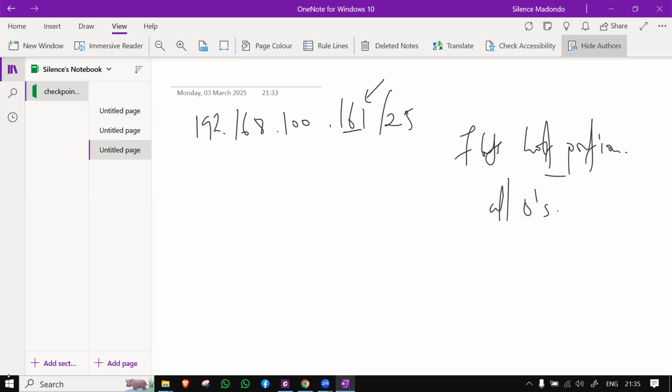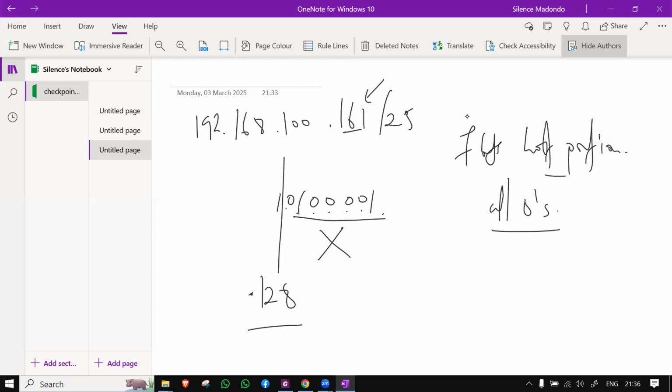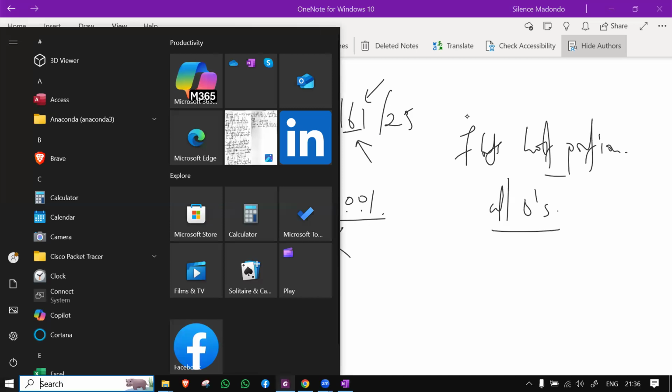How is 161 represented? 161 is 128 plus 32, which is 160, plus 1. So this is 161. Then all zeros for the 7 bits: 1, 2, 3, 4, 5, 6, 7. These are all zeros. So if I make them zeros, we get 128. Meaning this is a host portion because it does not match the network address. That's why it matches up.